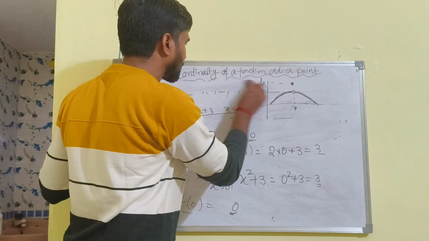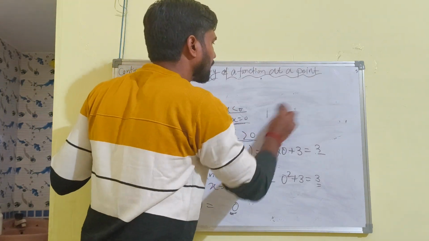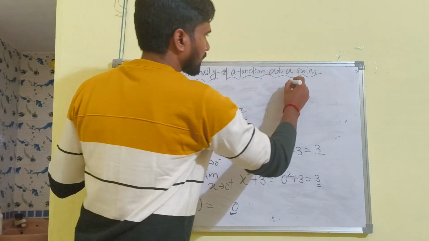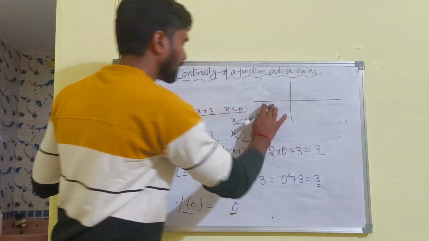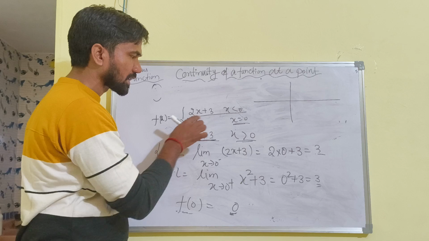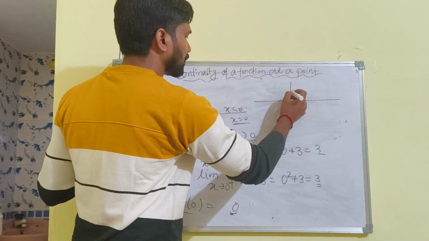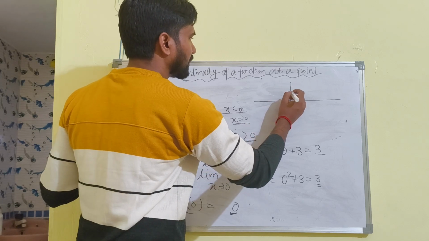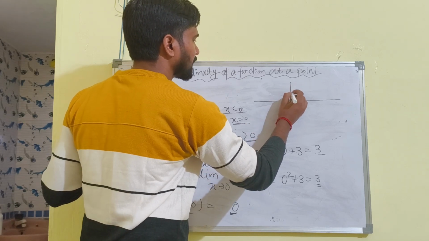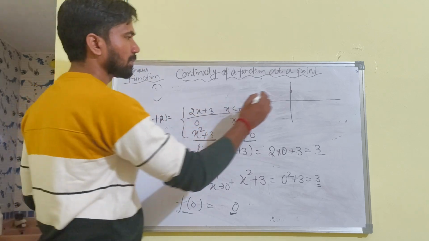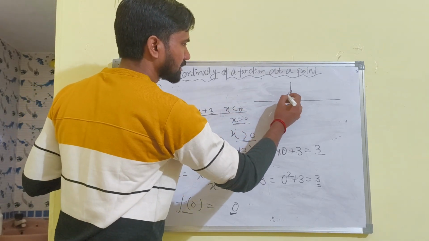Let's draw the graph so that it will be more clear. See here. Suppose this is x less than 0, we have to draw the line. What is that? 2x plus 3. So here it will go up to 0. If x equals 0, we will get 3. So here it is like that. Before that, at x equal to minus 3 by 2, it will be like this.